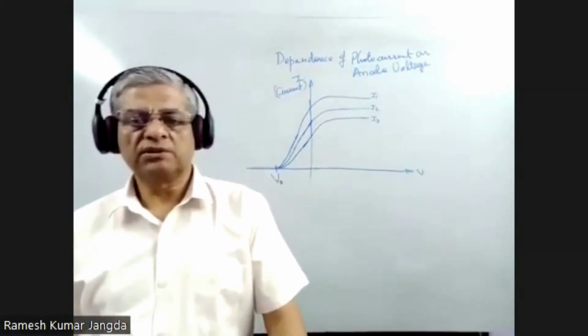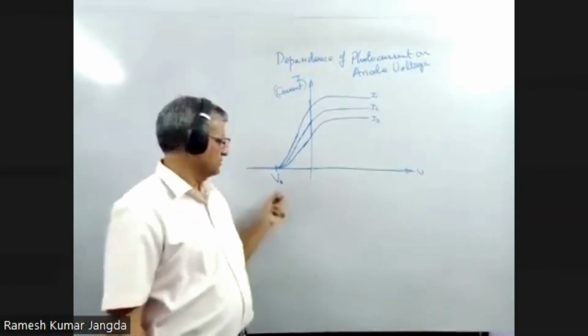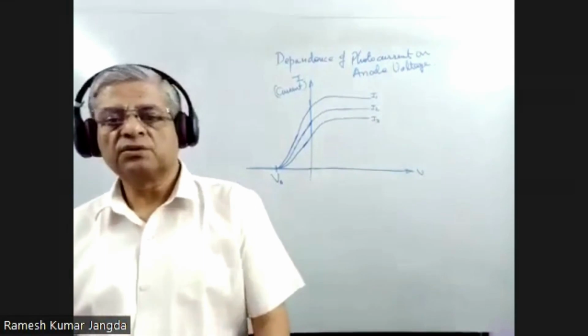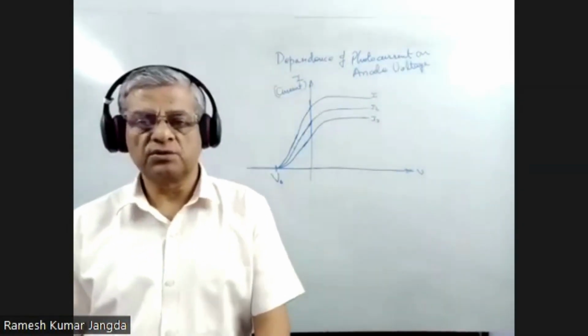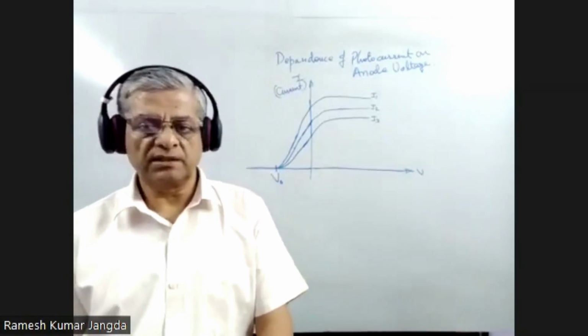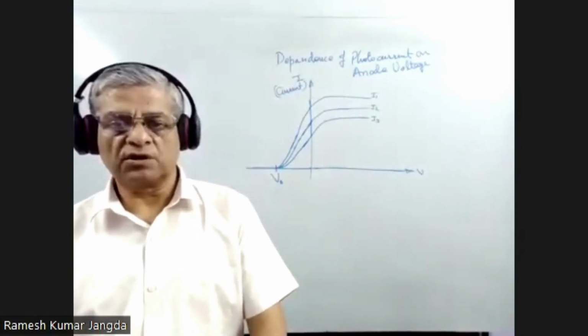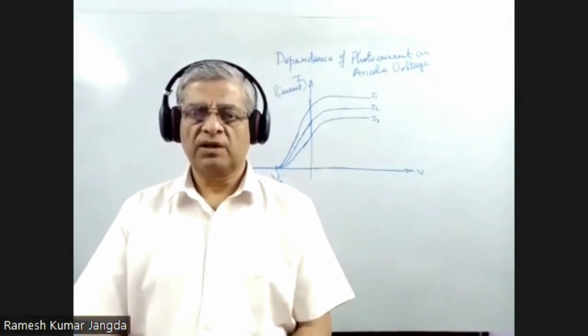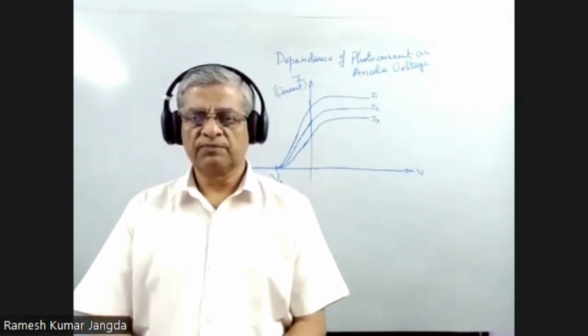Soon we reach a reverse potential V0, where the photocurrent is reduced to zero. This means the most energetic electron is also stopped at this voltage. Okay? Aage decline aur likho isi mein.